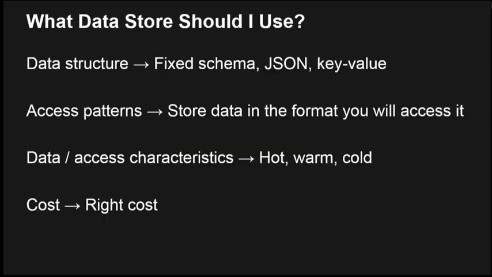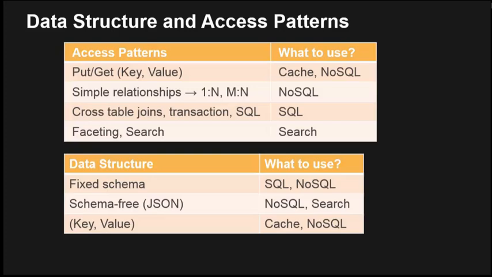Now, the other dimensions to consider when you're picking your data store are data structure, access patterns, data access characteristics, and cost. We'll go into the specific scenarios here. If your access pattern is, for example, put or get, you should be using a cache or NoSQL. If it's a simple access pattern where you're dealing with one-to-many or many-to-many relationships, you should be using NoSQL. If you're dealing with a lot of cross-table joins or transactions, then obviously a SQL or relational database is the best thing to use. If you're dealing with faceting or search, a search engine is the best thing to use. Sounds pretty simple, but I think it's an important consideration when you're building scalable systems.